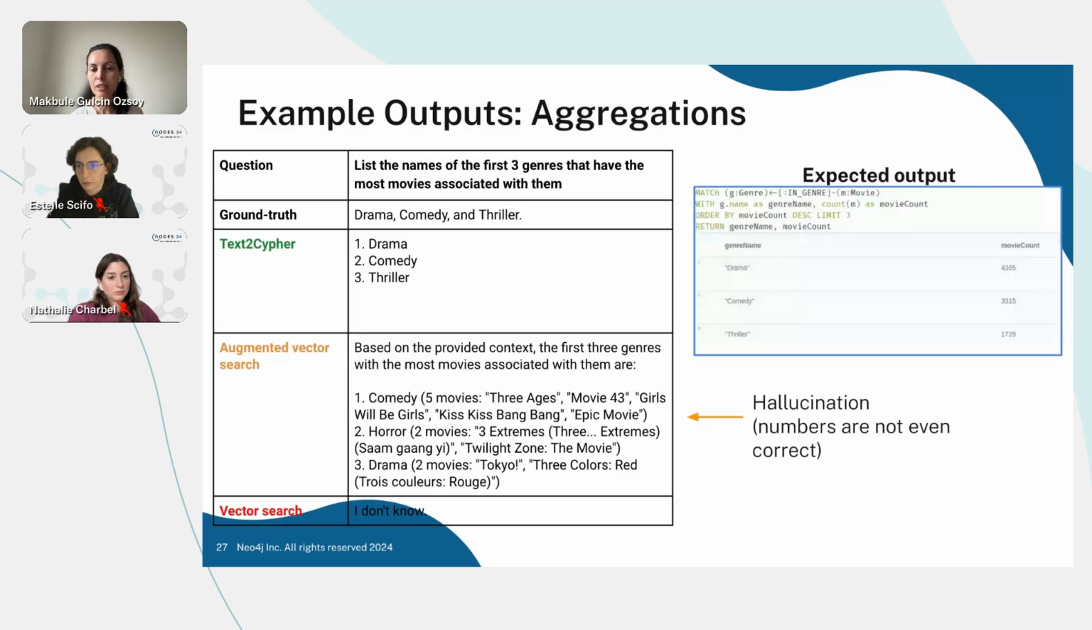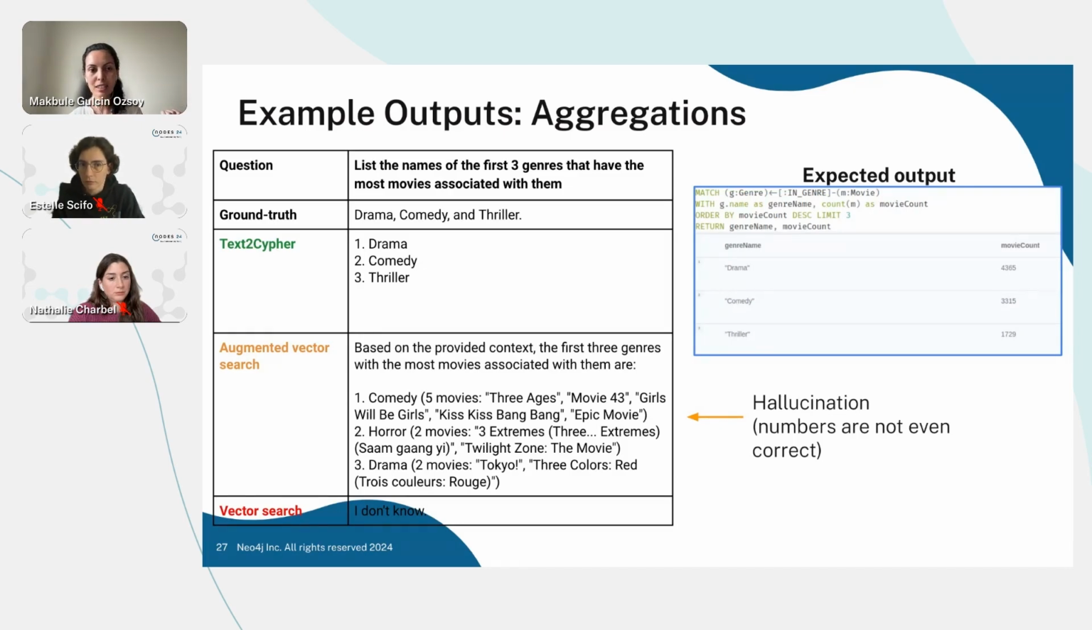In the next slide, we'll see a more complex question and answers. This time we are using some aggregations. We are looking for the first 3 genres, the most rated genres that have the most movies associated with them. And the right answers are seen on the right side of the screen as the expected output. So the results are drama, comedy, and thriller. Text-to-cipher was good at it, and vector search wasn't able to answer it at all.